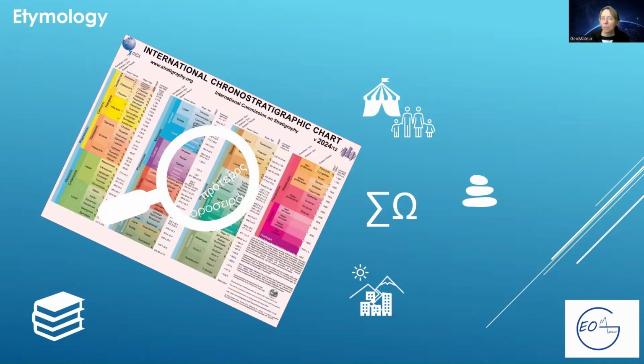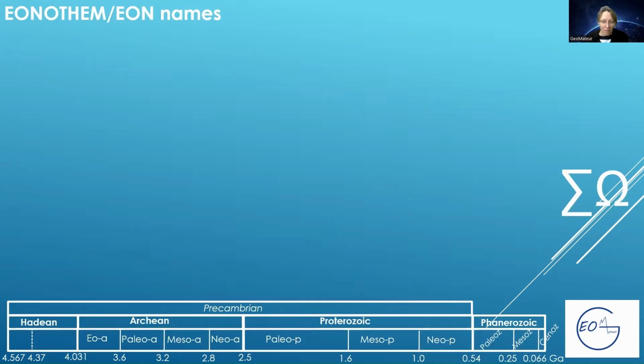Now we are going to decode names presented in rows in the International Chronostratigraphic Chart. Knowing the etymology of the names helps to remember them, but also, what's more important, gives a big picture of what happened in the Earth's history. So we will start from eonothem or eon names.